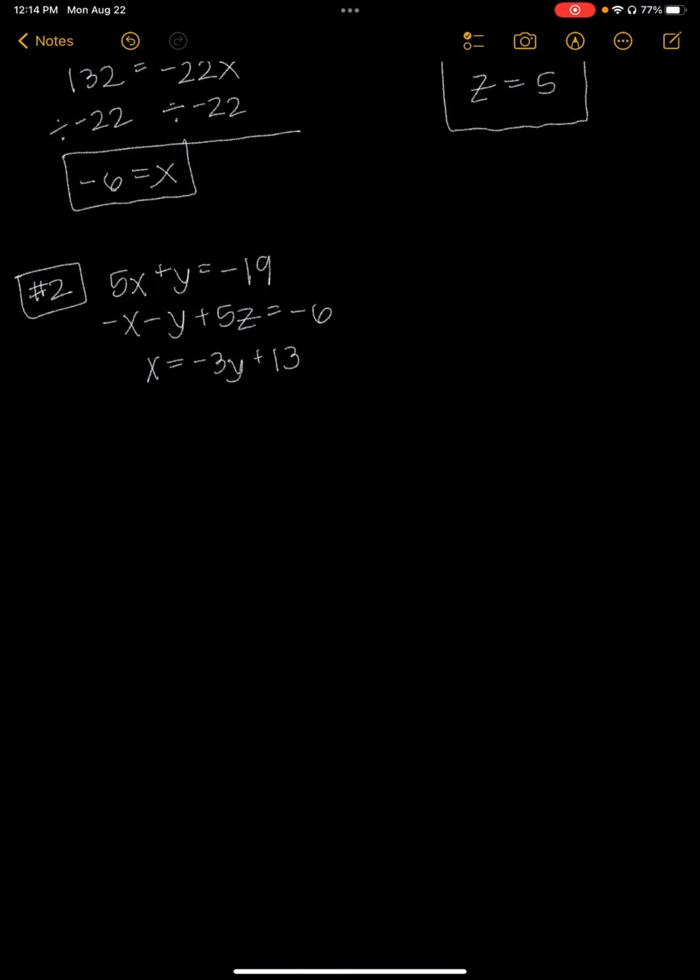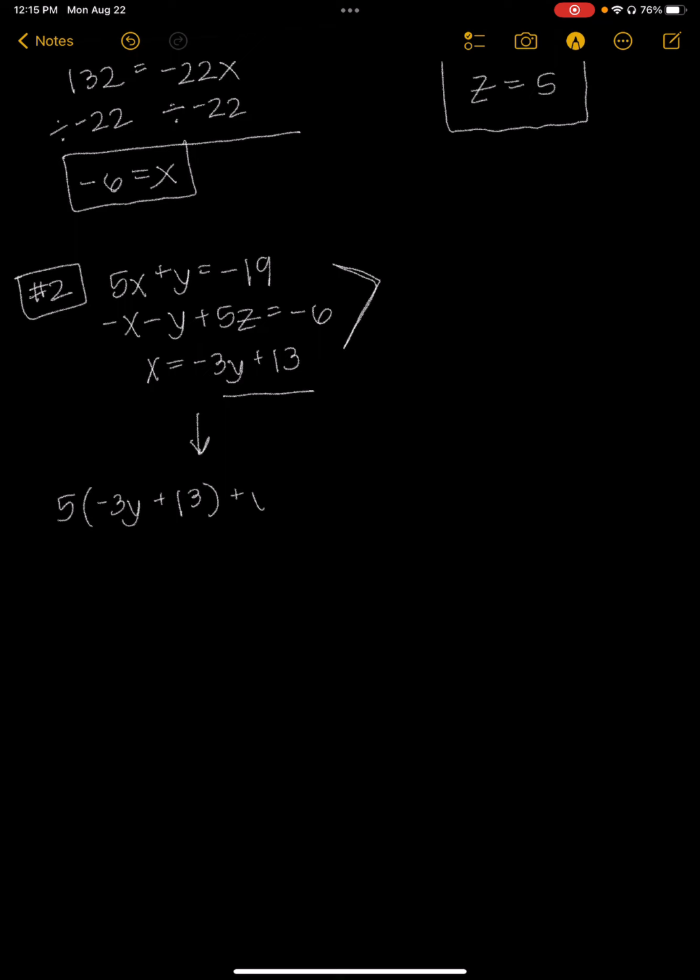What I'm going to do is take the top equation and the bottom equation and replace the x in the top equation with what I know x equals, which is that negative 3y plus 13. So I'm going to do that down below. So I'm going to just rewrite 5, but instead of x, I'm going to say negative 3y plus 13 and plus y equals negative 19.